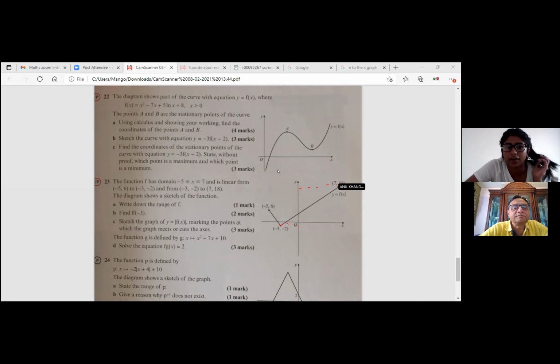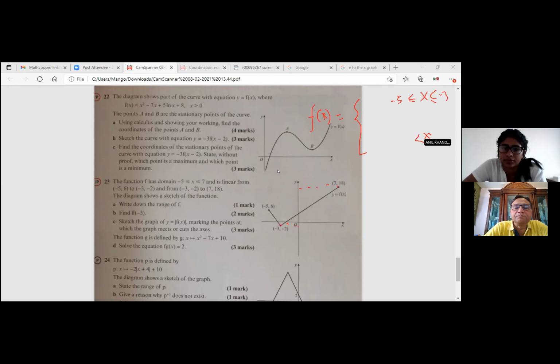Okay, next part. Part B, find f of f of -3. So that means, function of function. Yeah, function of function. So that means you have to write the equation of these two curves. What you notice here is that this is a piecewise function, right? So f of x is split into two pieces. One of them is for x greater than or equal to, because those points are included, -5 to -3. And the other one is from -3 to 7.